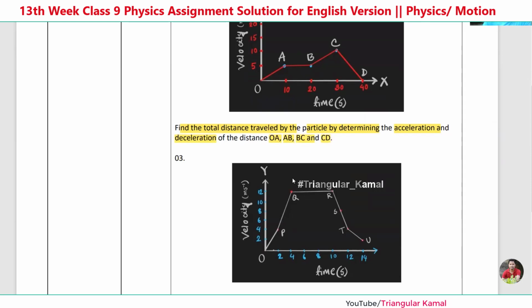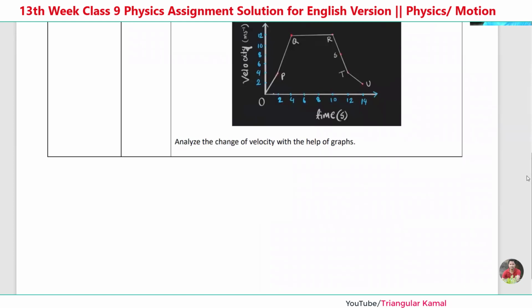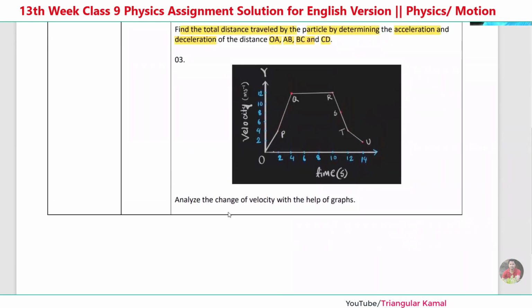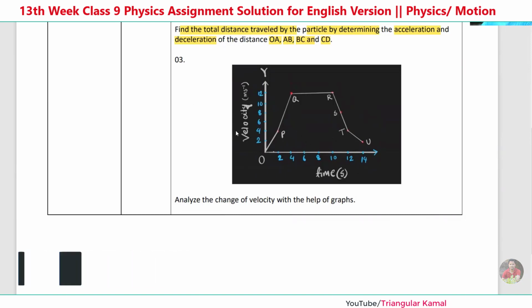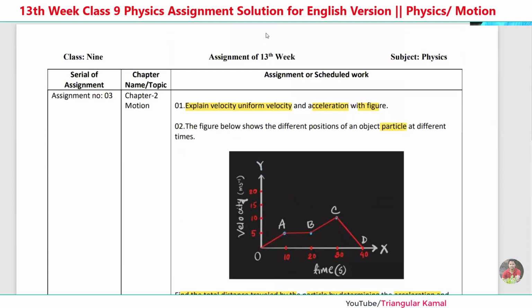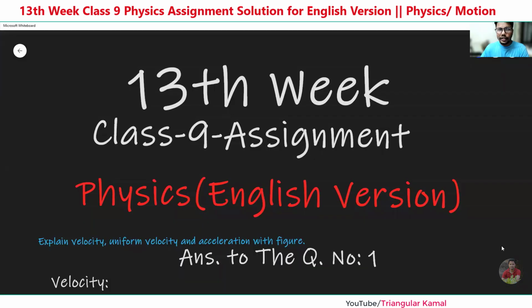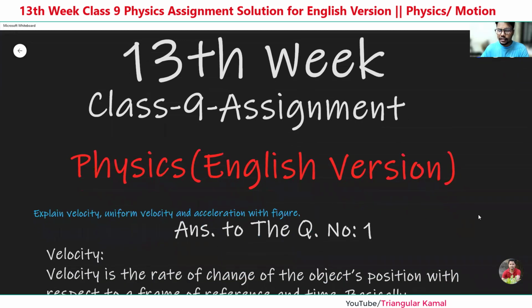Then the next question, question number 3, analyzes the change of velocity with the help of a graph. By using this graph, you have to explain the velocity of the particle. Time and velocity are given here. Now, inshallah, we will try to answer step by step. This is the 13-week assignment, class 9 physics, English version.